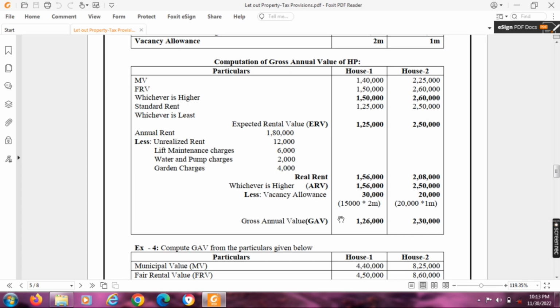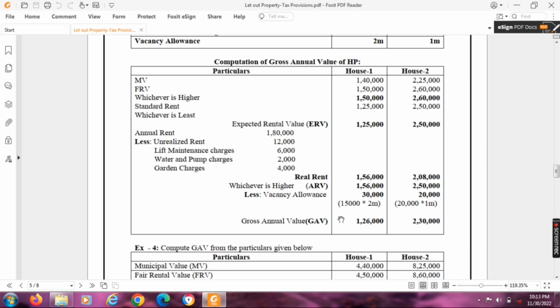Whichever is higher, that value is called annual rental value. From that value, we have to deduct vacancy allowance. In case of the first house, it was vacant for 2 months. What is the annual rent? 1,80,000. 1,80,000 by 12, so 15,000 is the monthly rent. For 2 months vacant, 15,000 into 2 months, 30,000 we have to deduct here for the first house.